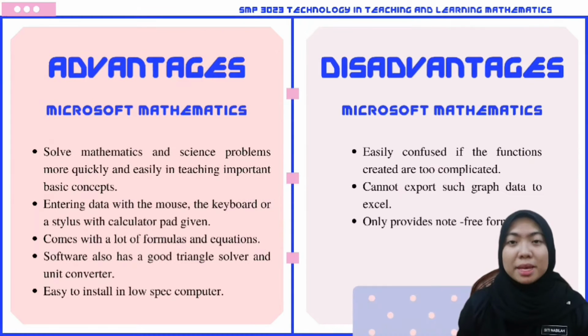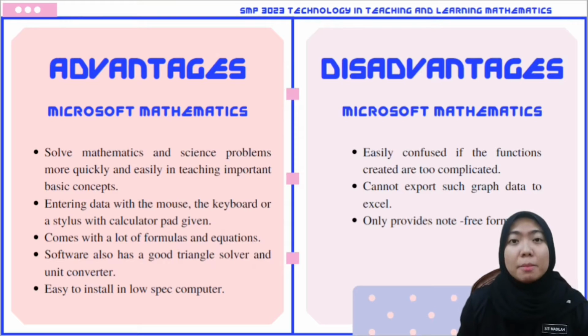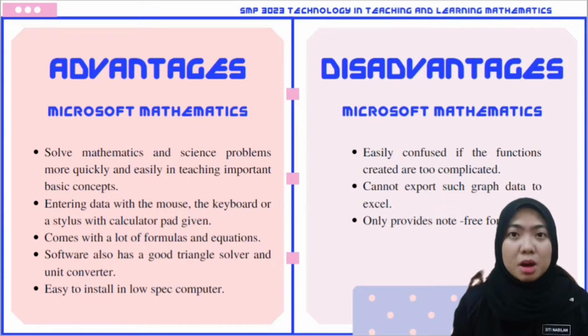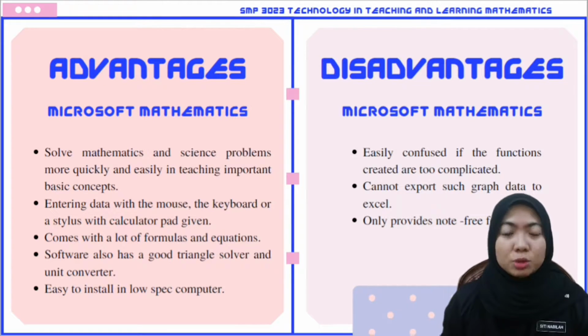The advantage of Microsoft Mathematics is that it can be used to solve math, physics, and chemistry problems more quickly and easily in teaching important basic concepts. The Microsoft Mathematics feature is capable of solving complex problems in algebra, trigonometry, calculus, physics, and also chemistry. Secondly, entering data with the mouse, the keyboard, or a stylus with calculator pad given on the left side of this Microsoft Mathematics. Thirdly, this software comes with a lot of formulas and equations for algebra, geometry, trigonometry, law of exponents, properties of logarithms, and constants, including formulas of physics and chemistry.